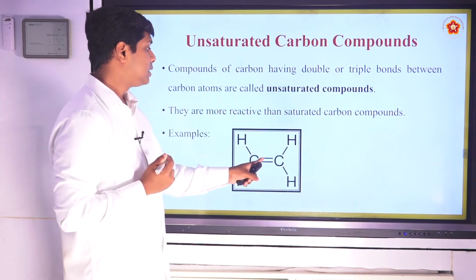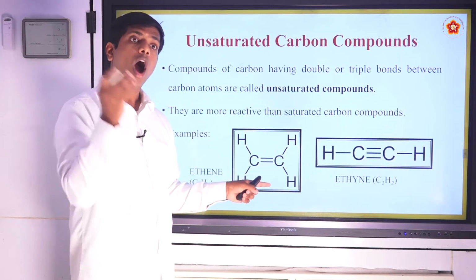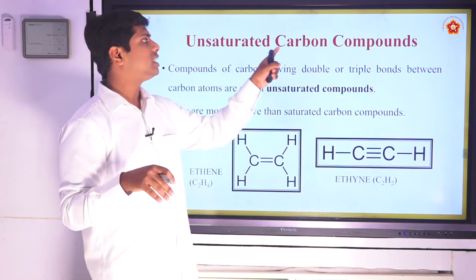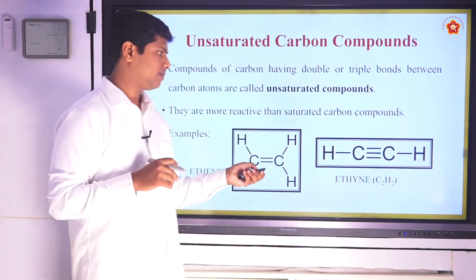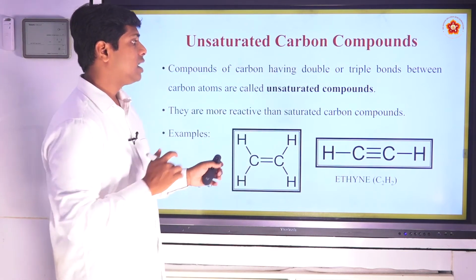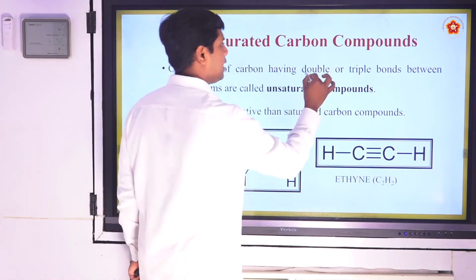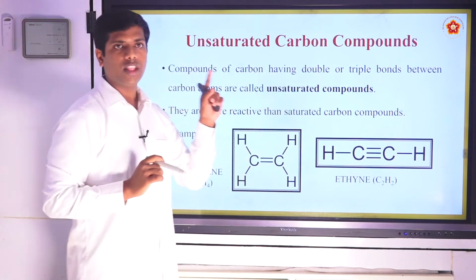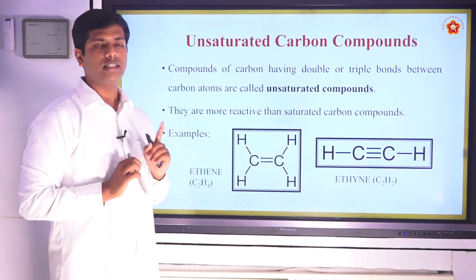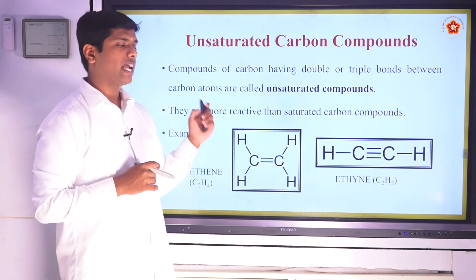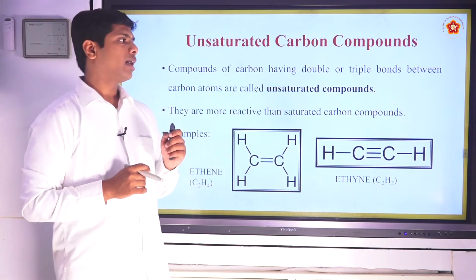Examples: this is a double bond, this is an alkene. All alkenes and all alkynes are examples of unsaturated carbon compounds. Remember, unsaturated means double or triple bonds between the two carbon atoms. This is very interesting and very important. This is about saturated and unsaturated carbon compounds.